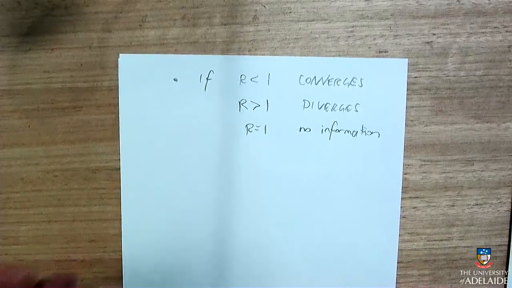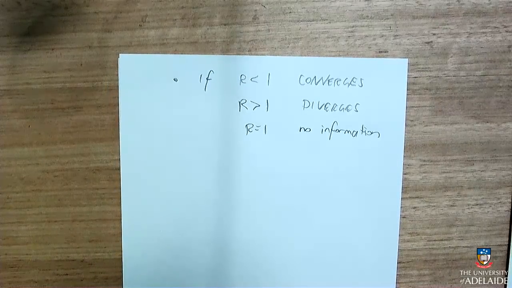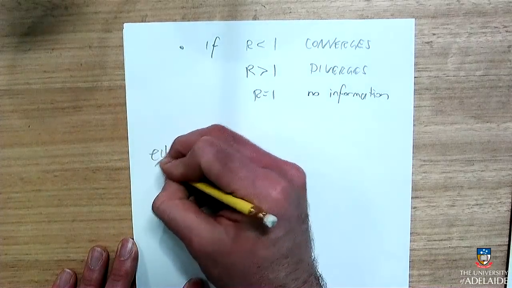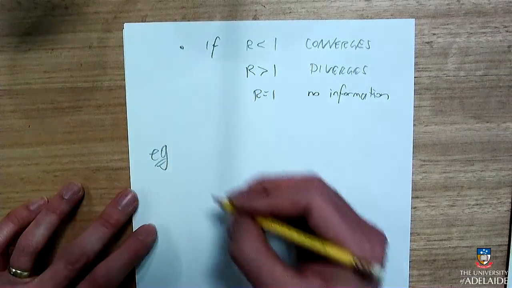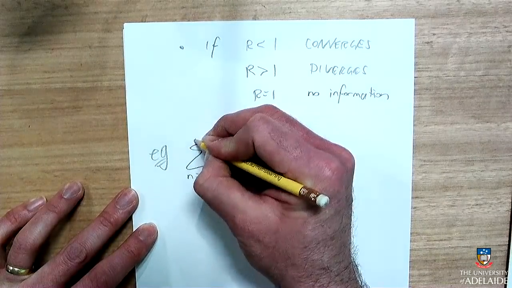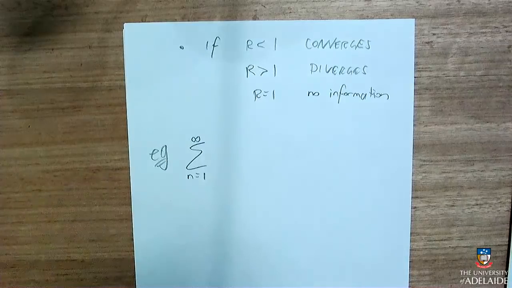Okay, that's the ratio test. It's complicated, but essentially I'm comparing my series to a geometric series. Note that neither of these tests tell you what it actually converges to, it just tells you whether it converges at all.